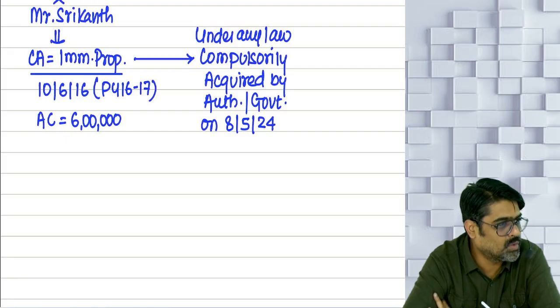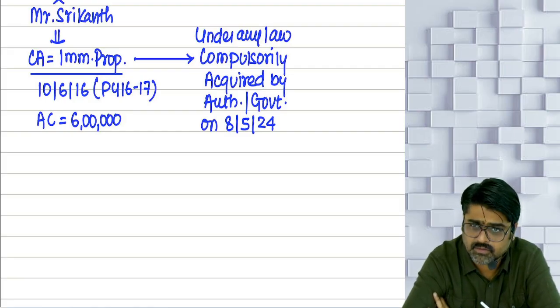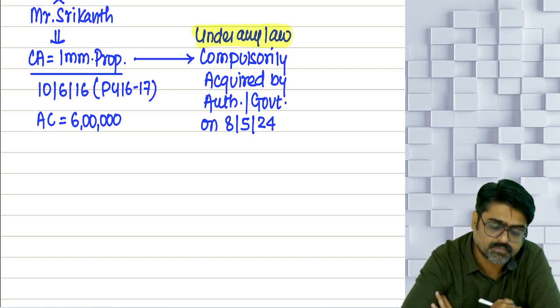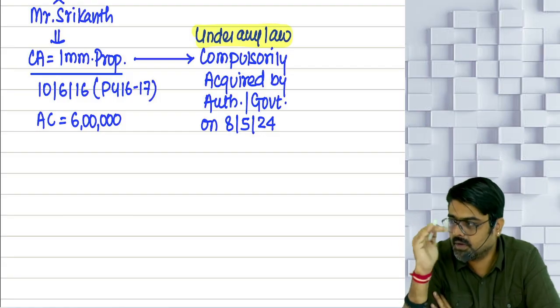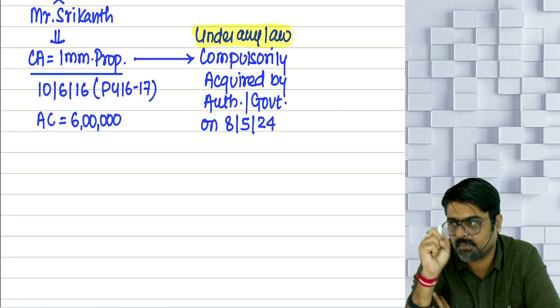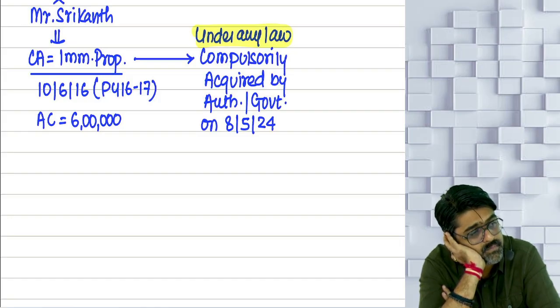Can the authorities do that? Yes, because it is happening under any law. So as per law, the authorities or the government is coming and taking away this property from Shrikant. Tell me, will they give anything to Shrikant?